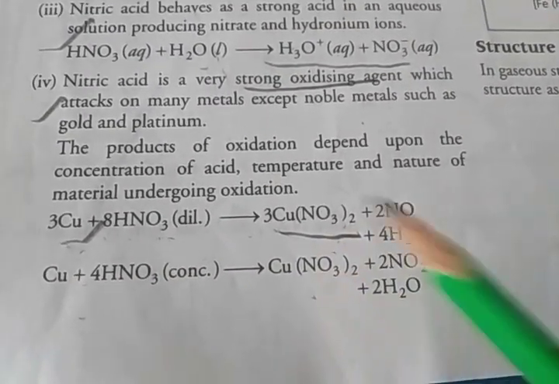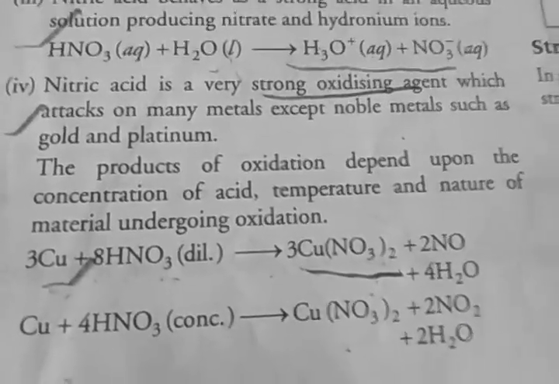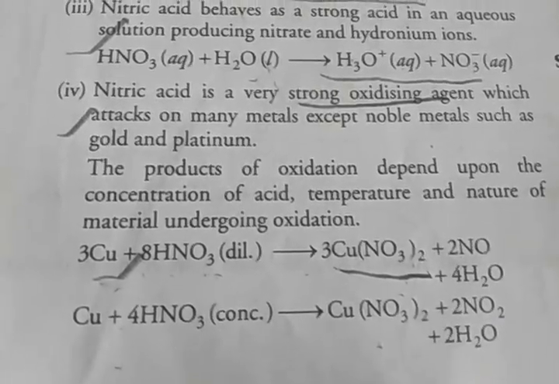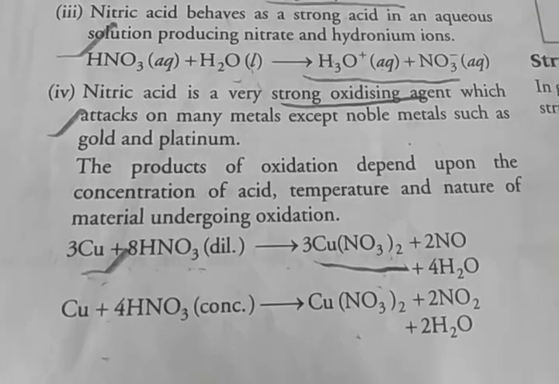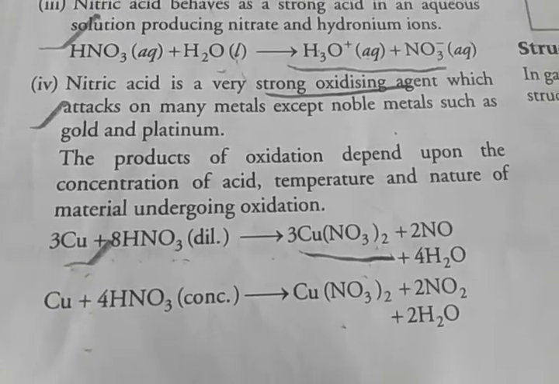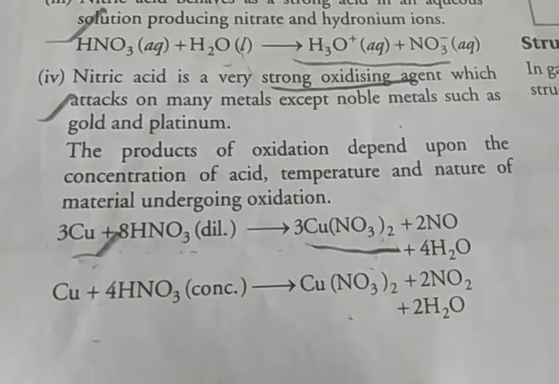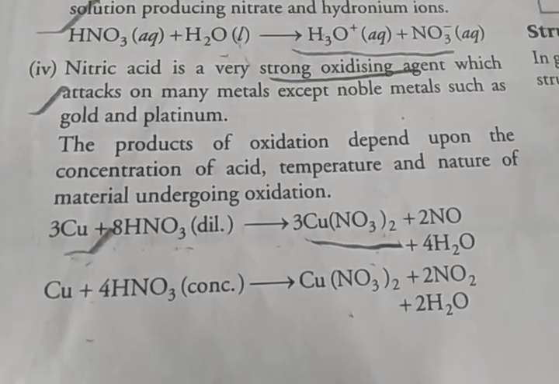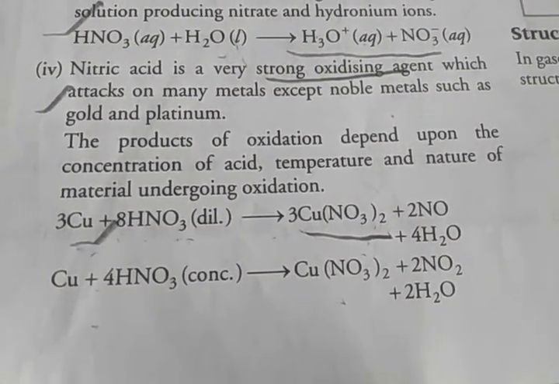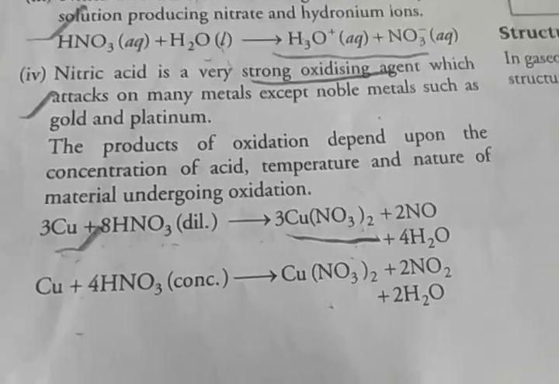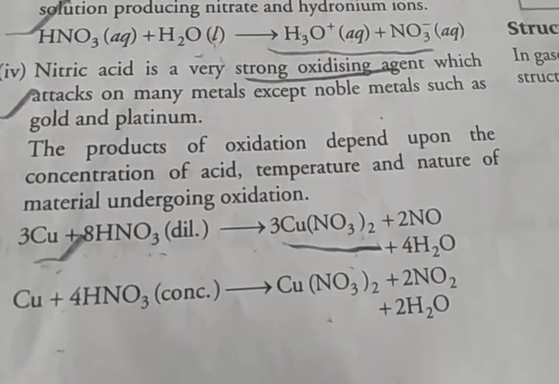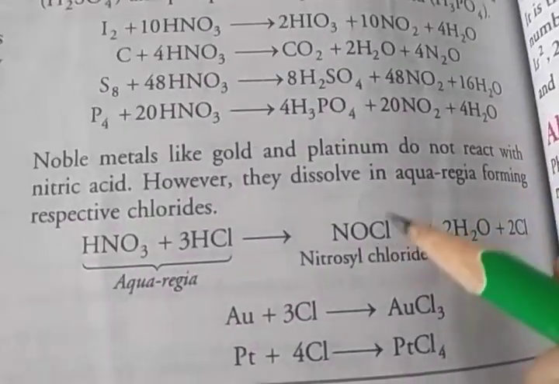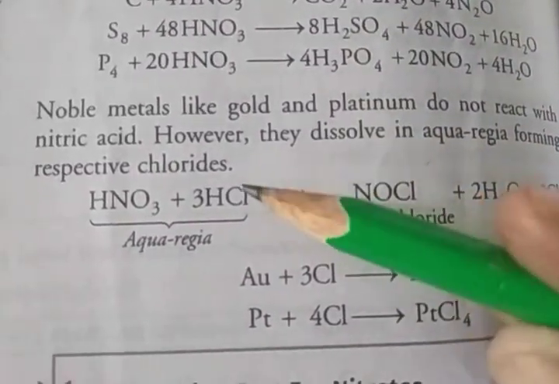Nitric acid also reacts with zinc, and then iodine, carbon, sulfur, phosphorus, so different reactants, and then new products are formed. Noble metals like gold and platinum do not react with nitric acid.